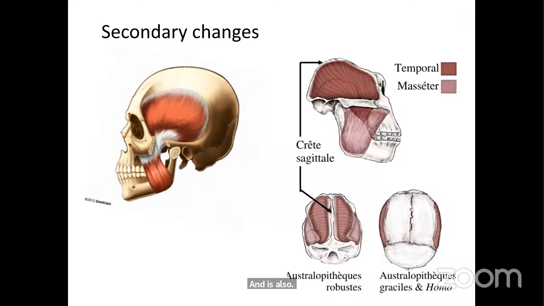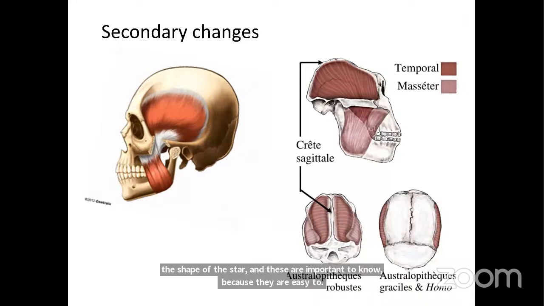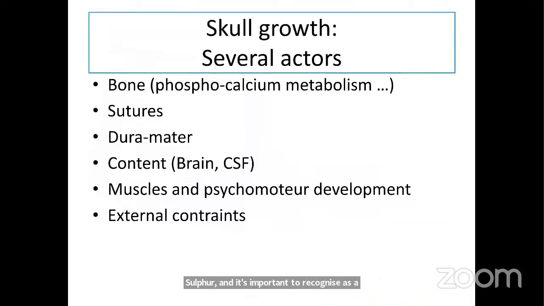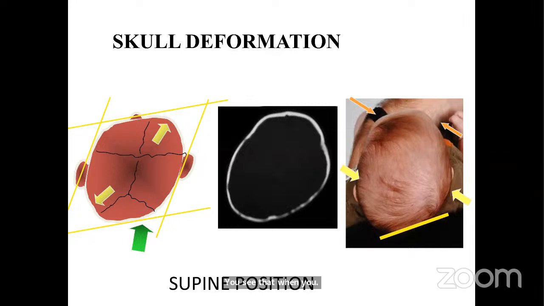And then there are external constraints that can modify the shape of the skull, and these are important to know because they are easy to solve, and it's important to recognize them as a differential diagnosis of all the problems we discuss. This is typically a skull deformation related to the supine position, with posterior plagiocephaly or brachycephaly. The child stays too much in the supine position, and this will result in a flatness, but also a modification of the position of the ears and the face. And you see that when you put the nose at the vertex, the front is displaced, the ears are turned, and the posterior part is flattened.